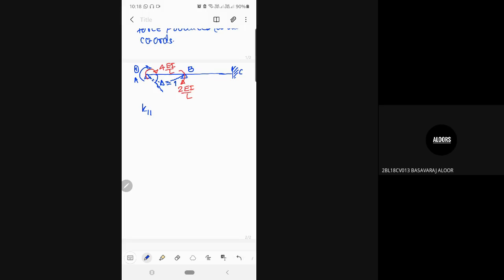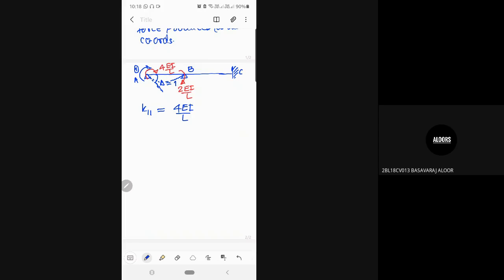Clear? So K11. So what is K11 now? K11 is just write these values. K11 is, what is the force required at 1? It is 4 EI by L. What is 4 EI by L? See, 4 EI by L, it is the force produced is clockwise, and applied coordinate is also clockwise.